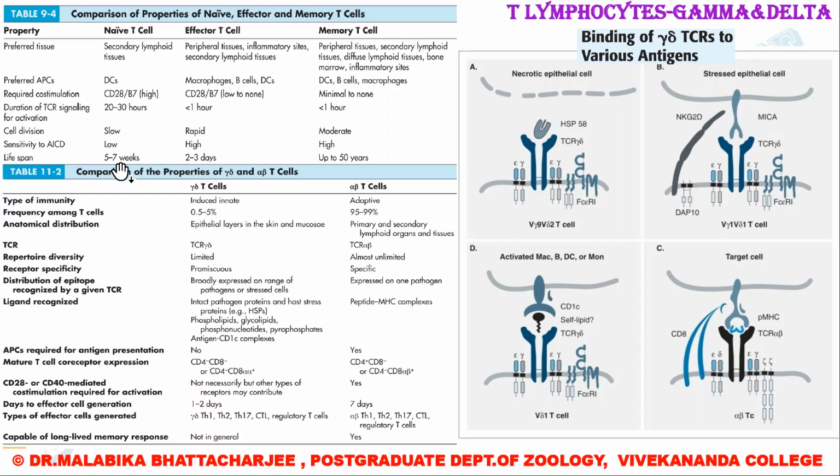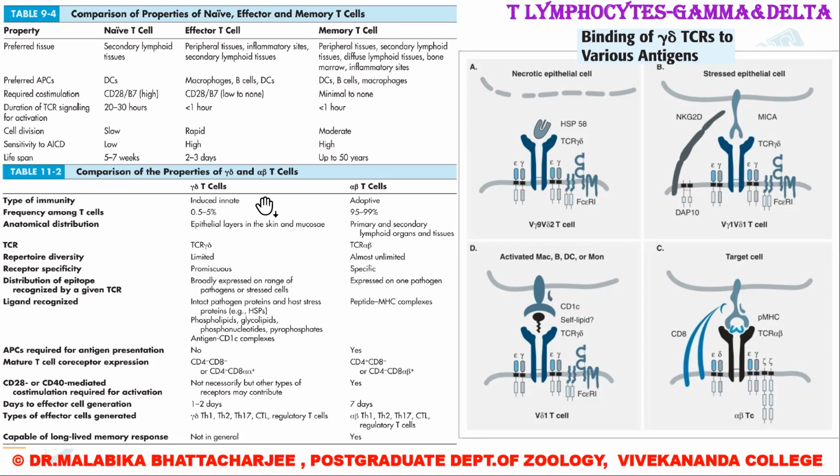Now coming to the lifespan. If you look, the lifespan of a naive T cell is 5 to 7 weeks, while that of an effector T cell is 2 to 3 days, and that of a memory T cell is up to 50 years. So memory T cells live long.